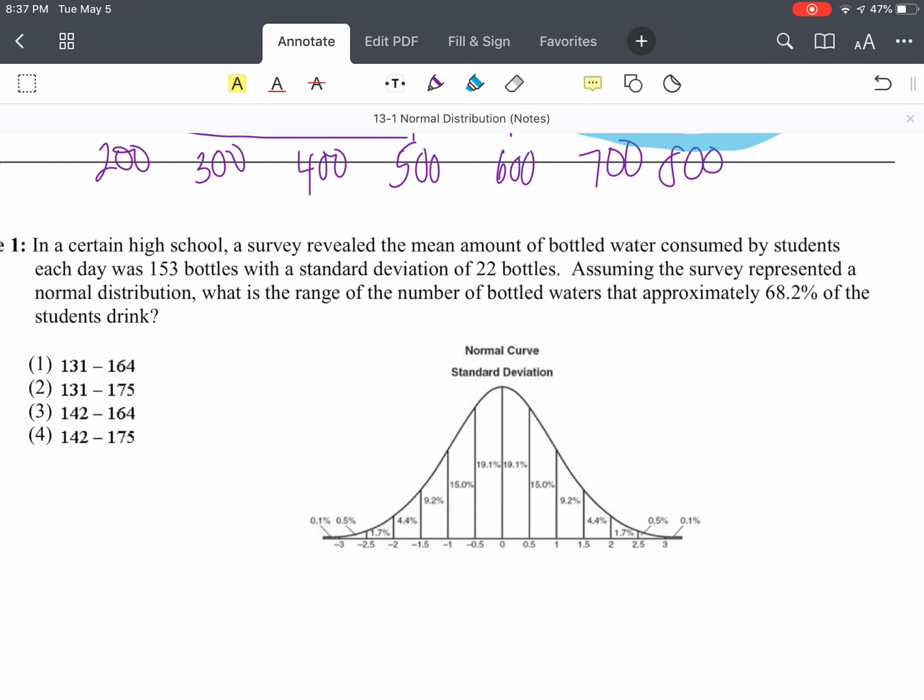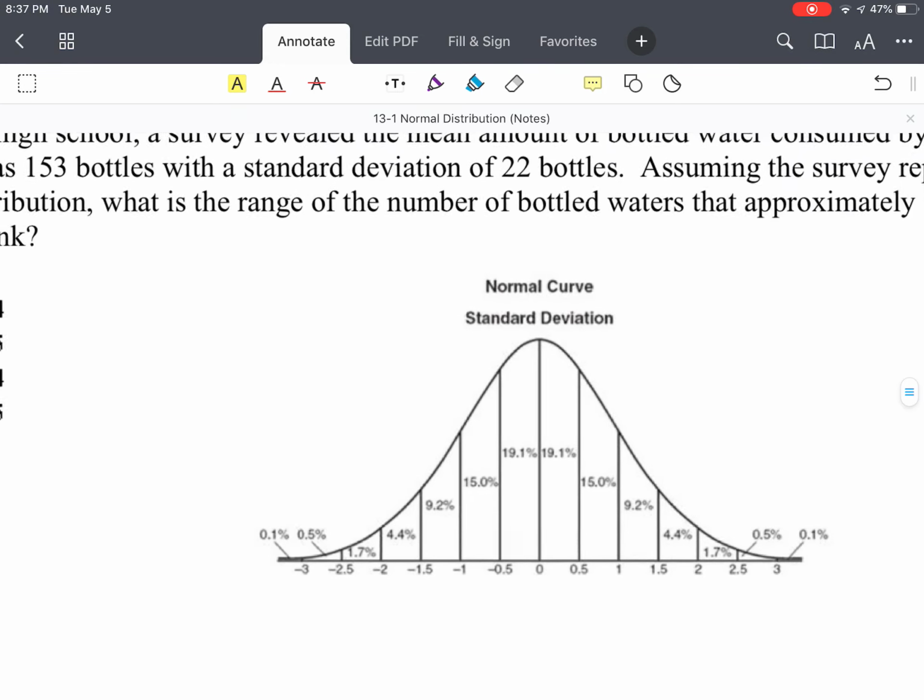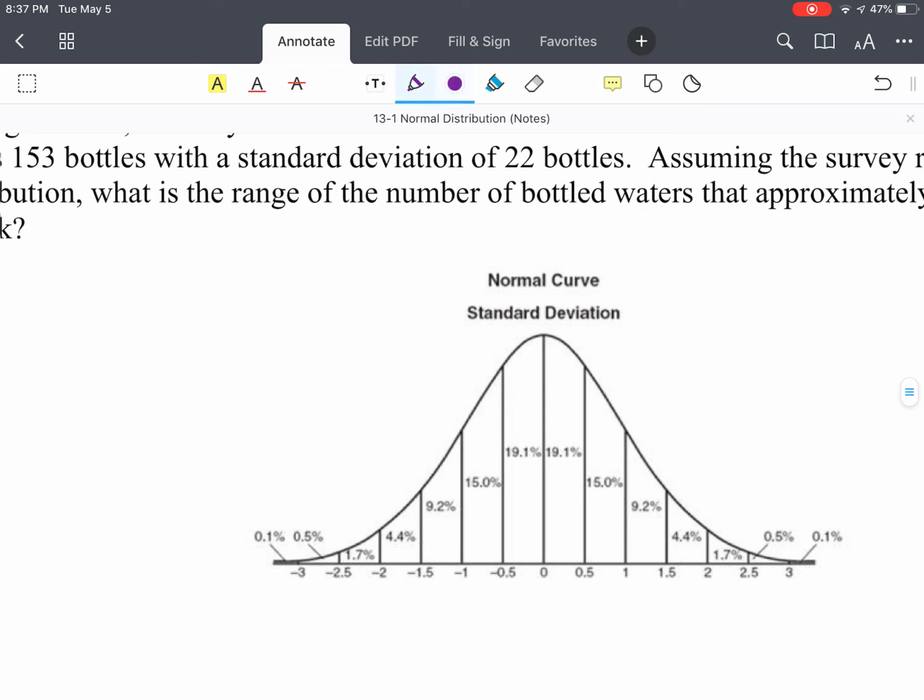So 153 bottles is the mean amount. So the 153 needs to go right at the 0 because that's the mean amount of bottles of water that's drunk. The standard deviation is 22 bottles. So if I want to go up 1 standard deviation, I need to do 153 plus 22, and that's 175. So 1 standard deviation above is 175. If I want to go 1 below, I need to take 153 minus 22.